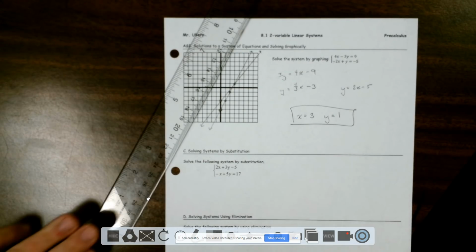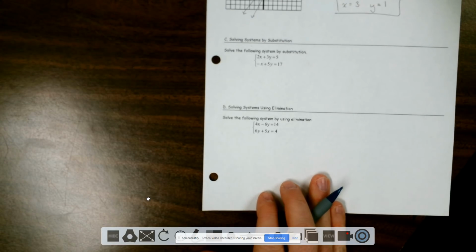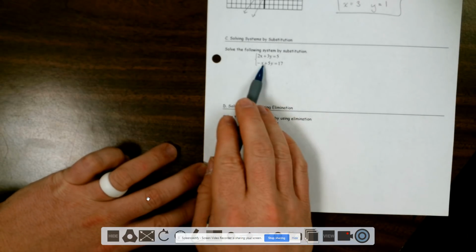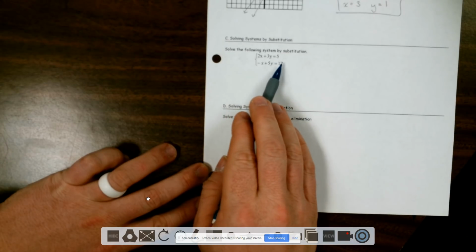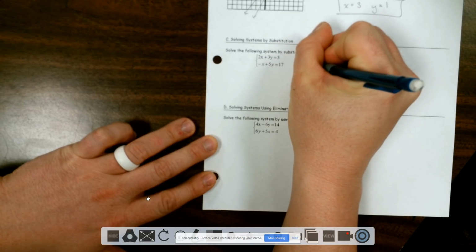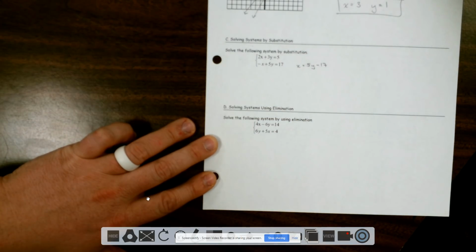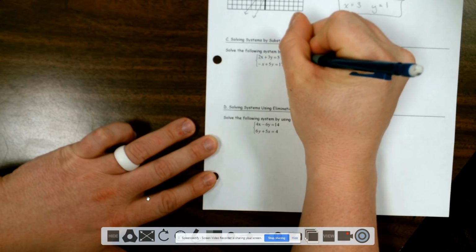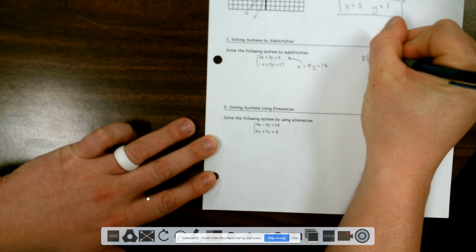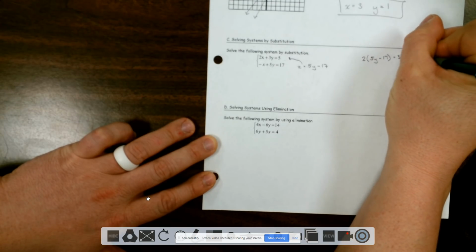Perfect. Okay, so now the next example we're going to take a look at is solving the system by substitution, meaning we're going to solve for one variable and substitute it back into the other equation. So it seems the easiest substitution would happen down here, and I would solve for x. So if I use this second line and solve for x, I get x is equal to 5y minus 17. Now all I need to do is plug that back in to my first line, so 2x, which we know is 5y minus 17, plus 3y equals 5.